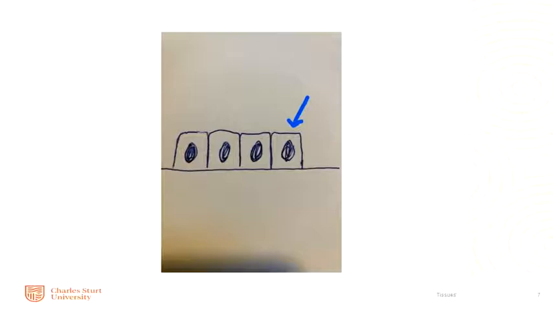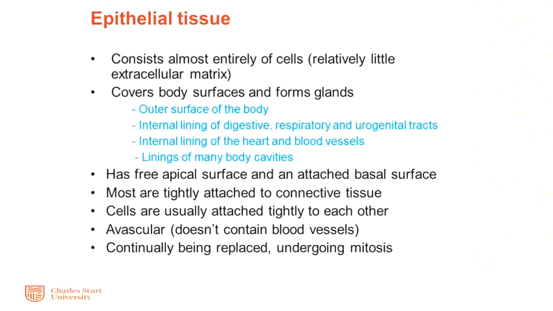Then you can see that the basal surface is then connected to connective tissue, which holds them in place. So there's not much extracellular material at all, and these cells are held very tightly together, and that makes them really good barriers.